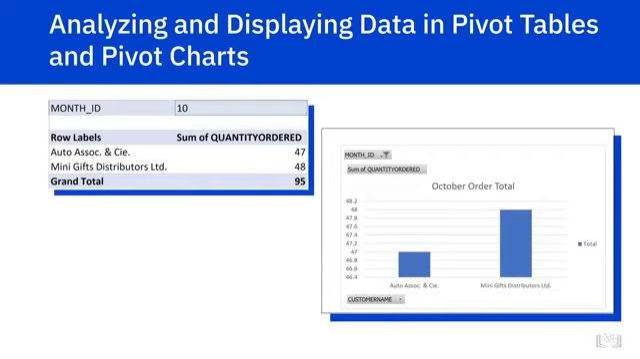In Excel, we have the option of creating a pivot table to display and analyze our data, and optionally, an associated pivot chart. For example, let's say we want to know what company ordered products in the month of October.